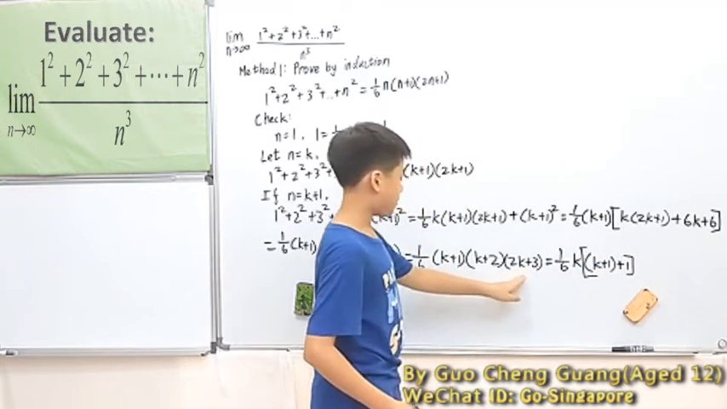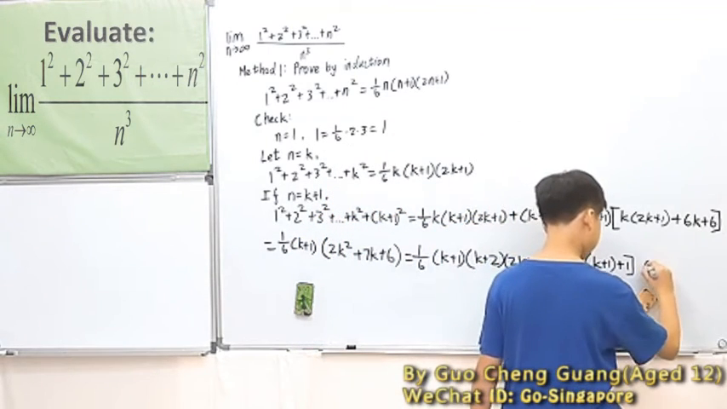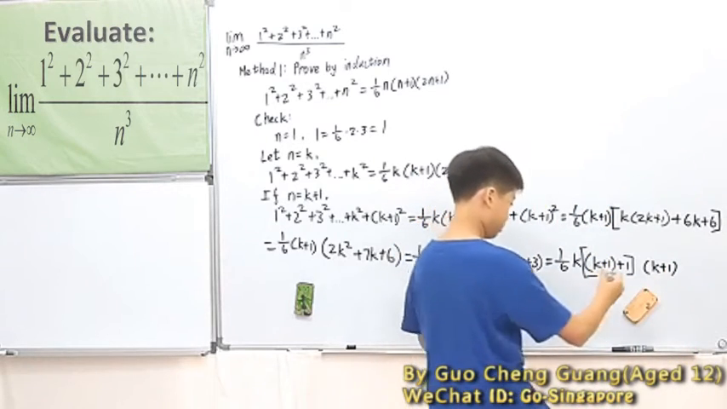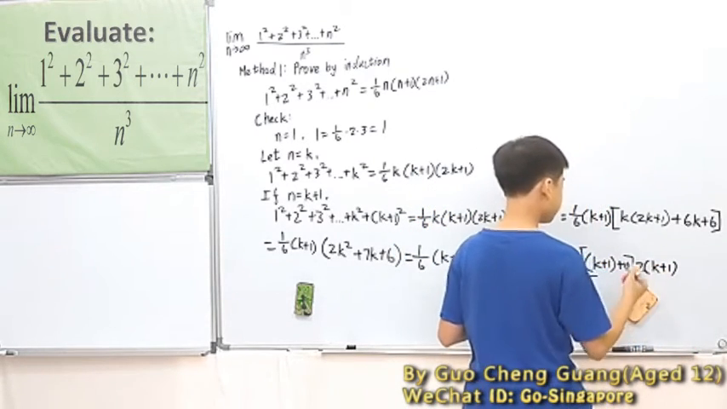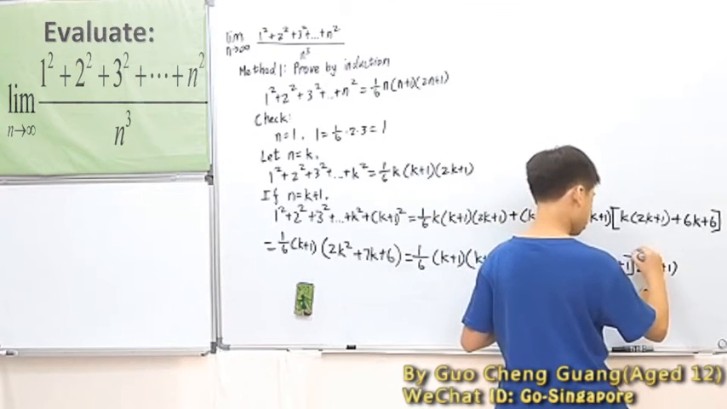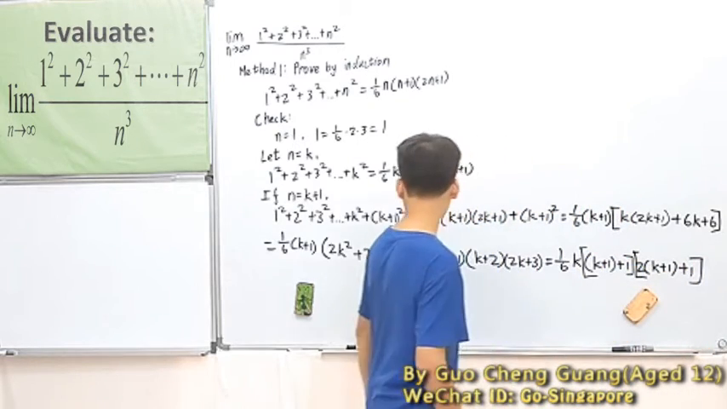Then for this part at the back, 2k plus 3. Well, of course, at first is k plus 1. Now we need 2 of the k, so you have 2 of them. But you'll still need this 3, but you only have a 2. So plus 1. Now, is this right?